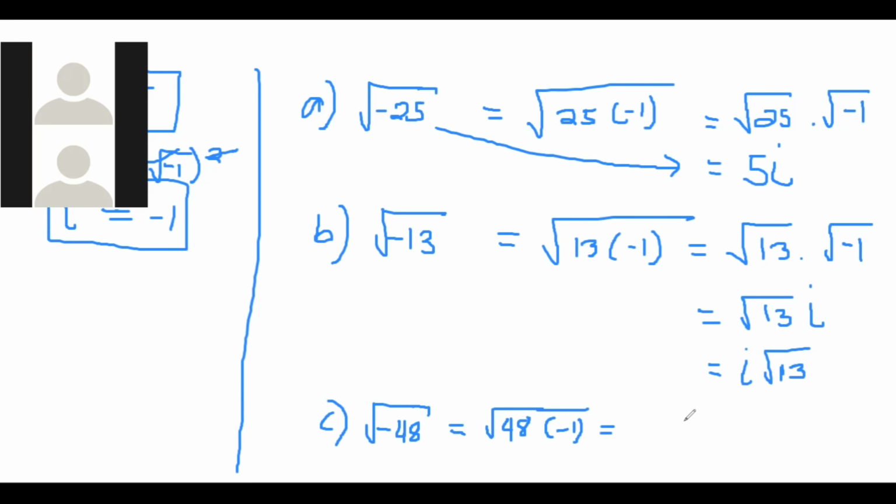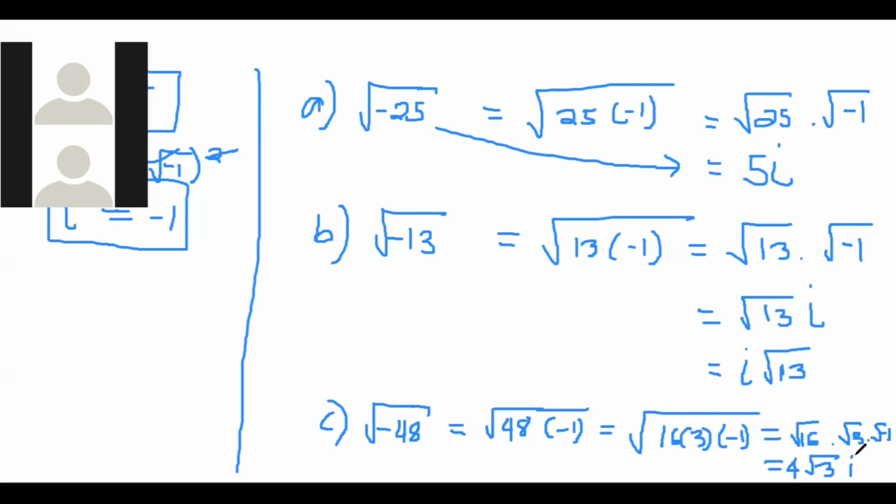Children, 16 and 3. Very good. 48 can be factored out as 16 times 3 times negative 1. You can separate everything here. So that's the square root of 16 times the square root of 3 times the square root of negative 1. The square root of 16 gives us 4. There's no square root for 3, just leave it as square root of 3. Then the square root of negative 1 is i. So your answer is 4 square root of 3 i.